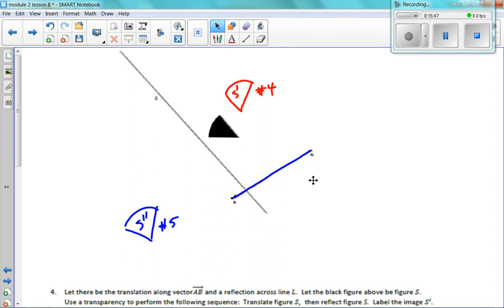So obviously, this shows that the order in which you do a reflection and translation does matter. You get a different result depending on the order. That's what these two examples are trying to show you. Now let's look at problem number 6.